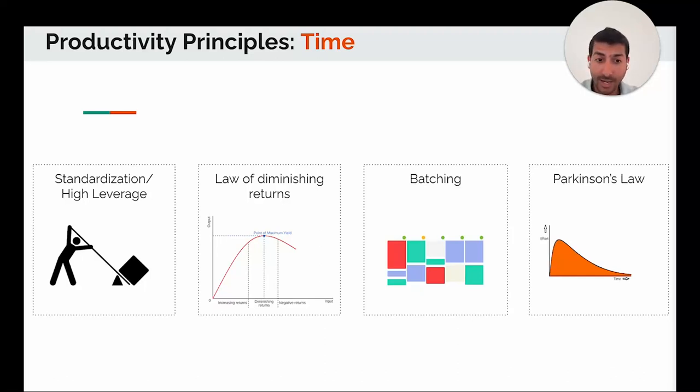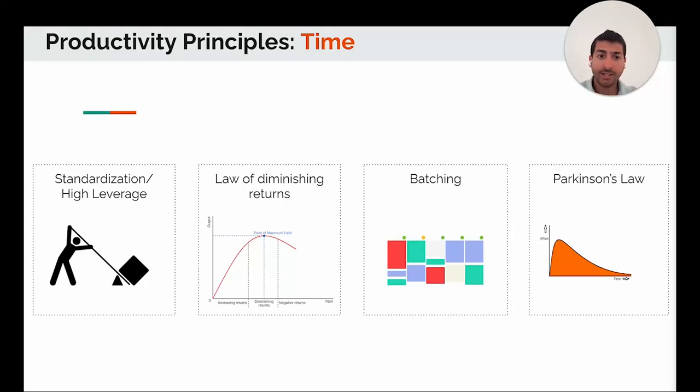which is fine. Understanding this principle can help you optimize your time and effort in a way where you recognize when to stop working and maybe take a break or switch over to a different task, right? But it's important to know when to stop.